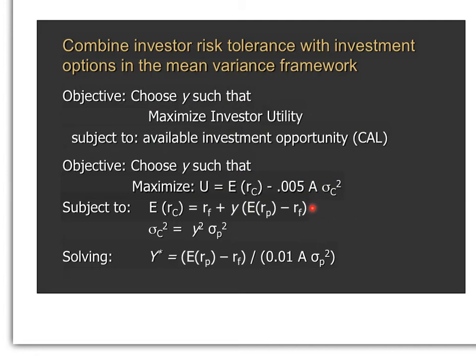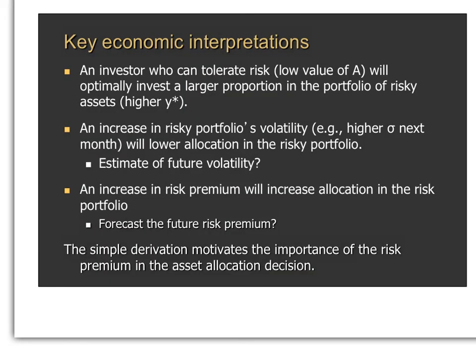To solve the optimization problem, one would set up the Lagrangian multiplier and differentiate with respect to the choice variable, which in this case would be y, the percentage allocated to the risky asset, and set up the first order condition, equate it to 0, and then when you solve, you would get an expression for y star, which is represented here. Let us focus on the economic interpretations of y star, which is the percentage of the portfolio invested in the risky asset, the S&P 500.